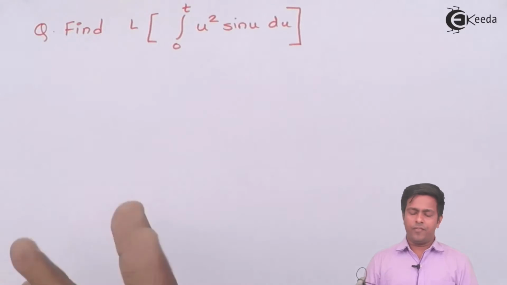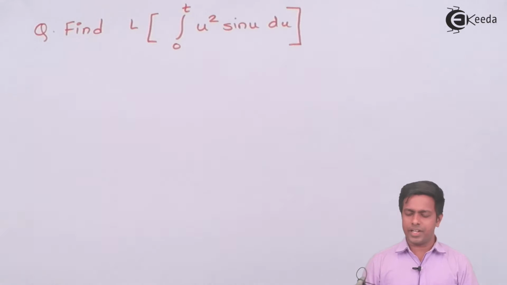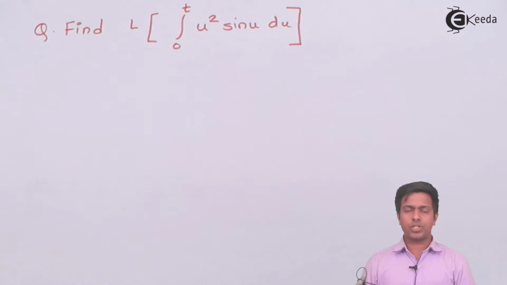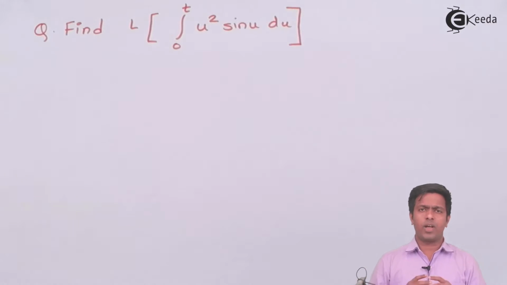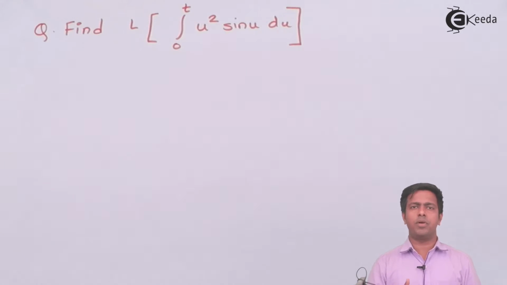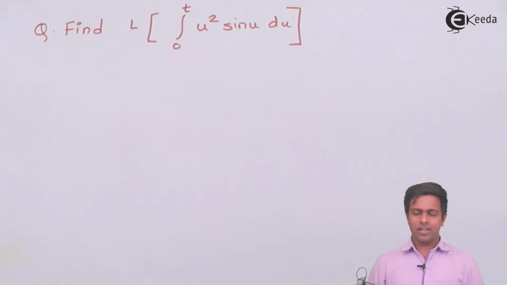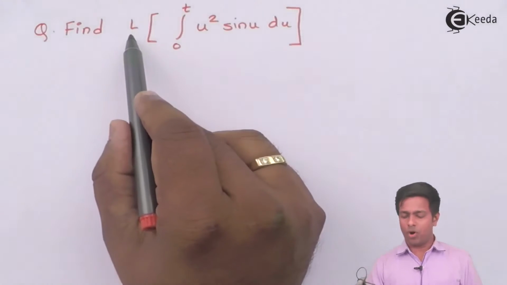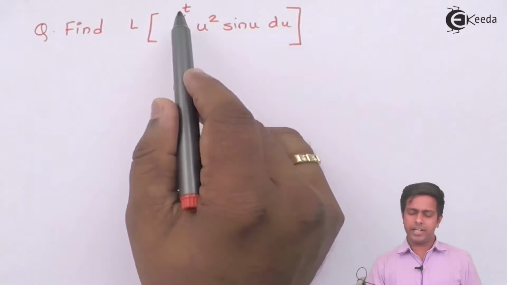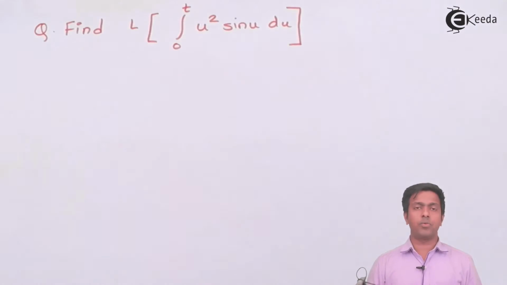So here we have to find out Laplace transform of integration 0 to t u square sin u du. Now guys, just looking at the problem, we come to know that this question is from Laplace transform of integral, because you must be knowing that in Laplace transform of integral we always have integration from 0 to t. So here the integration limits are from 0 to t. It denotes that we have to solve this problem by Laplace transform of integral.